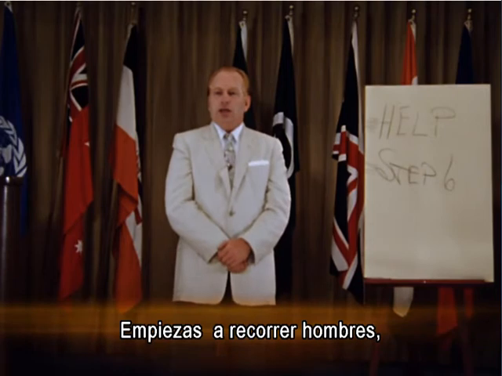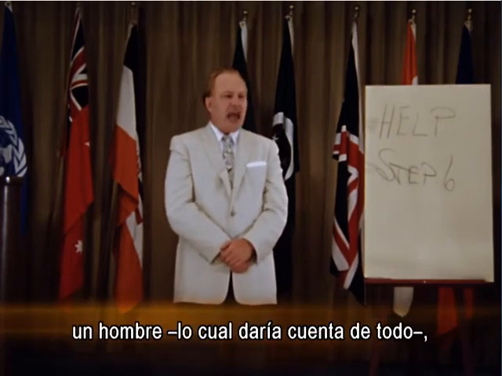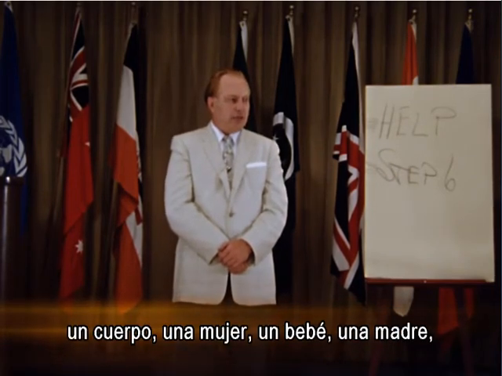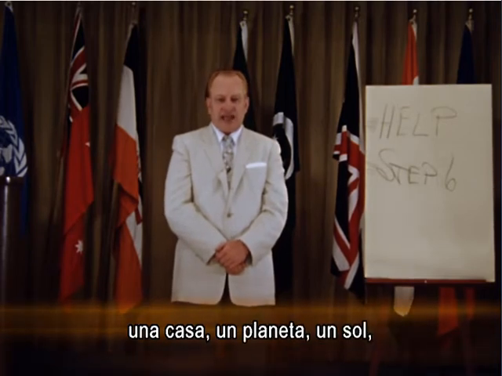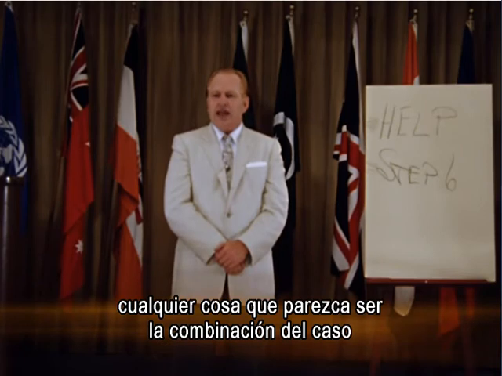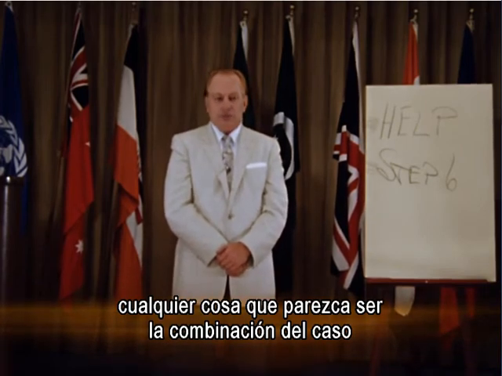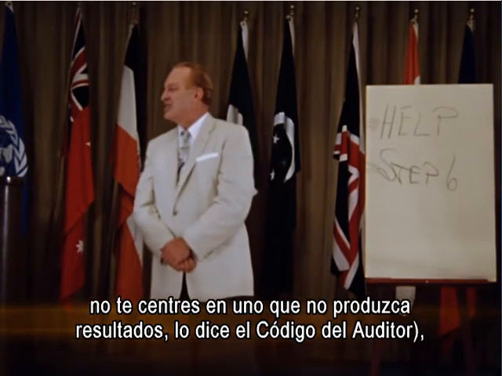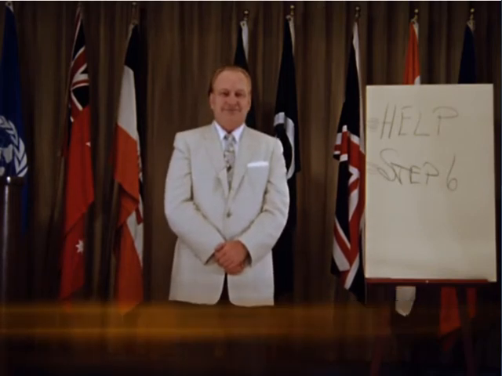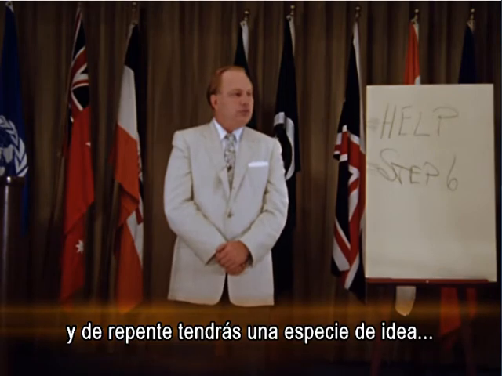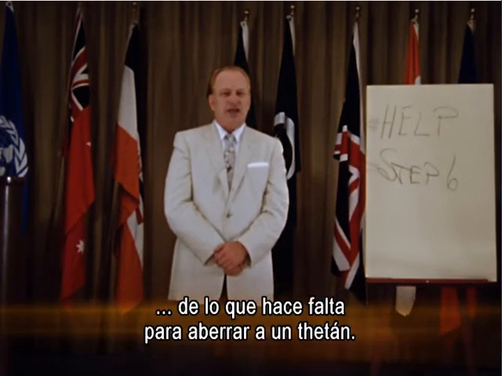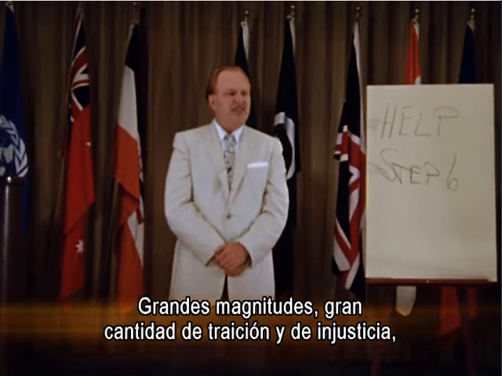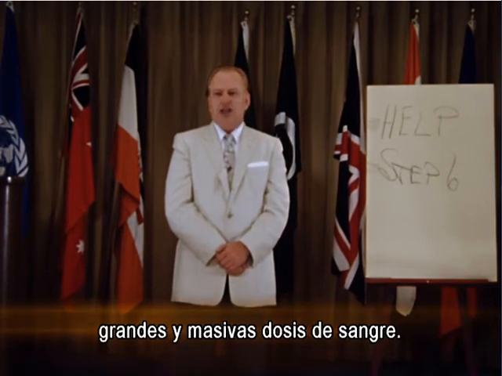You start running a man, which would take care of all things, a body, a woman, a baby, a mother, a house, a planet, a sun, anything that apparently is the case combination. Be willing to change your mind if you're wrong. Don't beat one to death that isn't producing results, it says right in the auditor's code. And all of a sudden, you'll get some kind of an idea of what it takes to aberrate a thetan. It's plenty of magnitude. It's plenty of betrayal. Plenty of injustice. Large, gobby doses of gore.